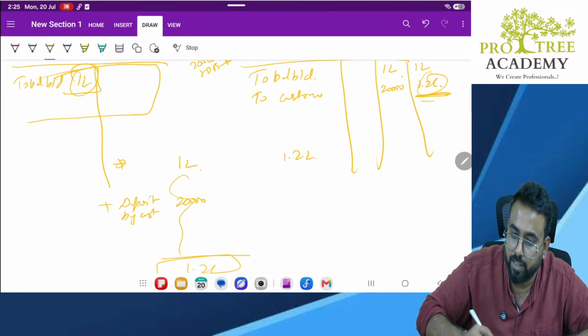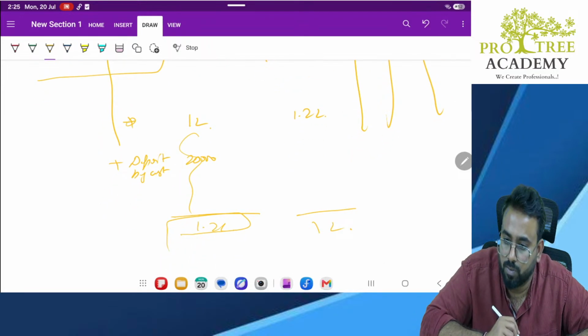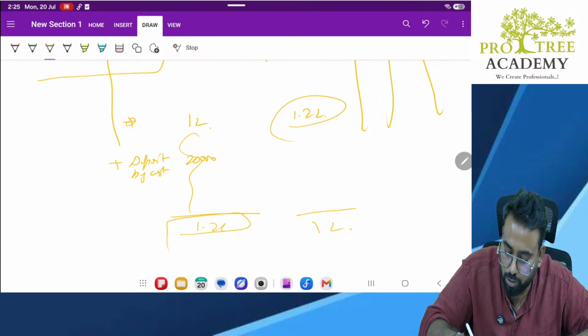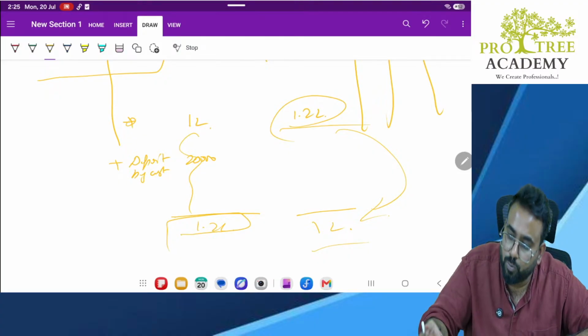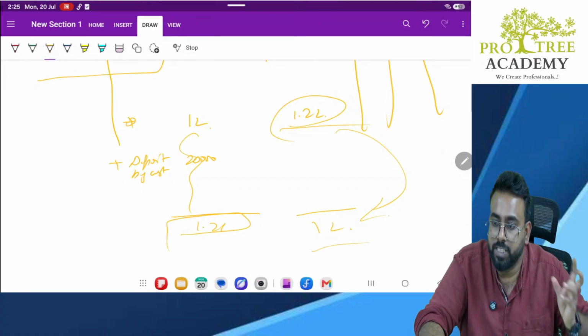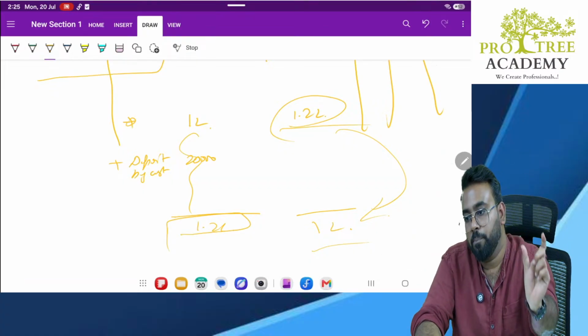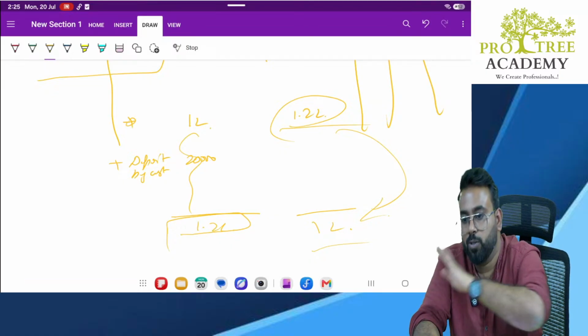Now if we are starting from 1.2 lakhs, that is from the bank balance, from here you are starting and you want to reach here. Correct or no? Yes or no? From 1.2 lakhs you want to reach 1 lakh, because your bank balance and cash balance should be the same. But there is a difference. What exactly is the difference? 20,000 is directly deposited by the customer in the bank account, which is already included in my bank balance, but the same is not recorded in my cash book.